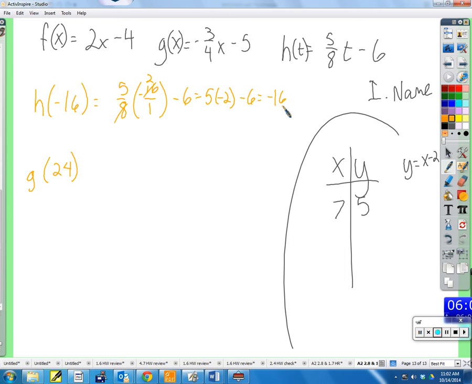So it just so happens when you put a negative 16 into h, we get out negative 16. Just a coincidence.